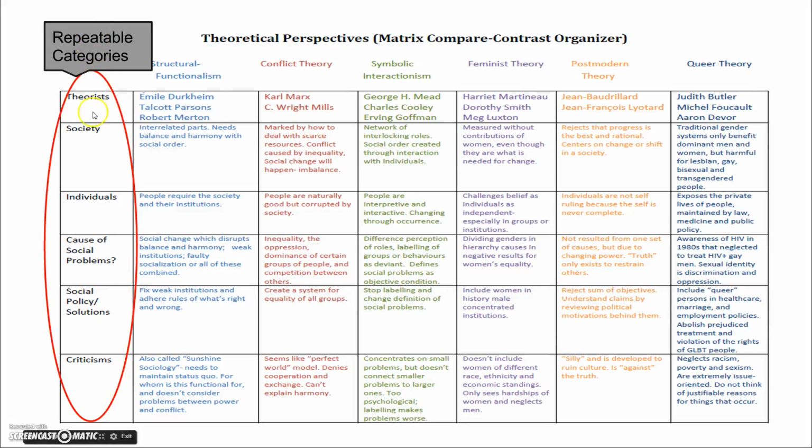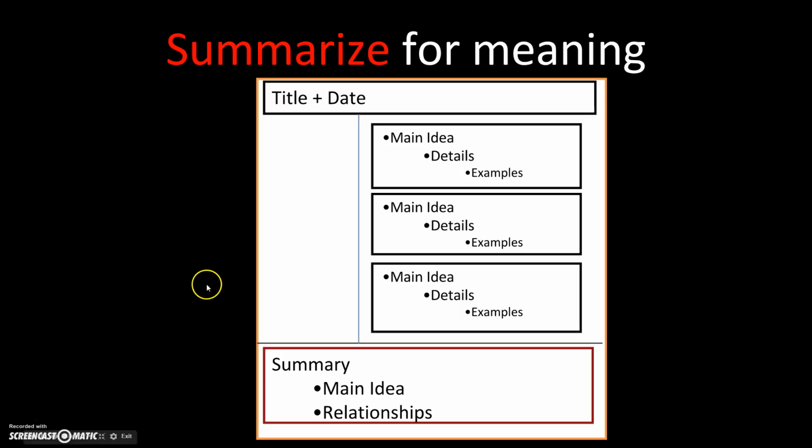Again, identifying the repeatable categories, and this is how the professor described each one every single time. They talked about the theorist, they talked about society at large, and then they talked about how each theory talks about individuals and all the other categories.